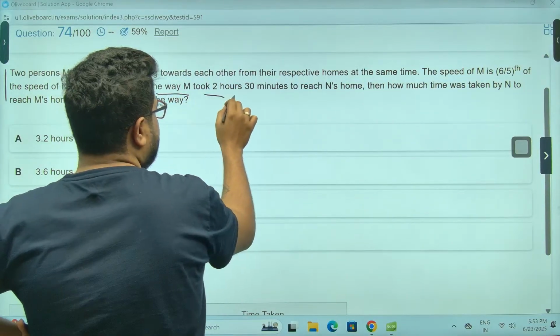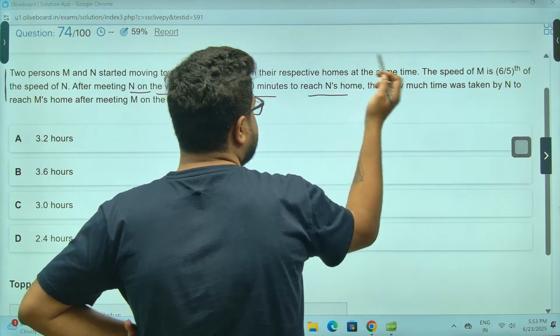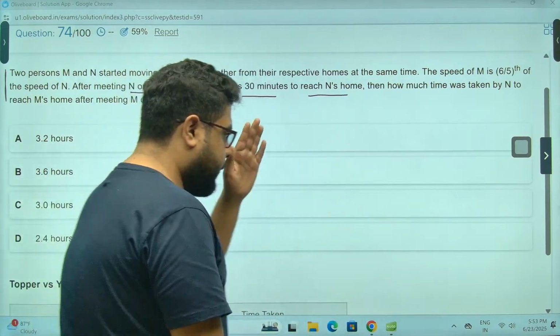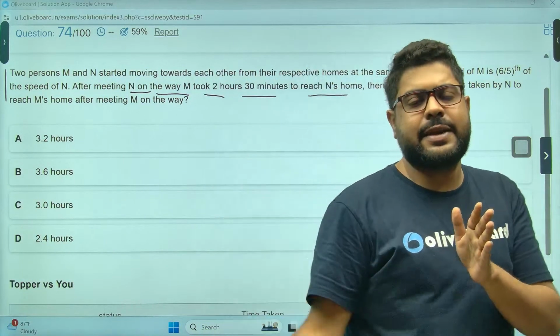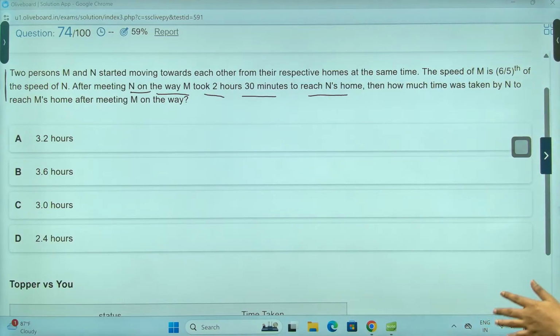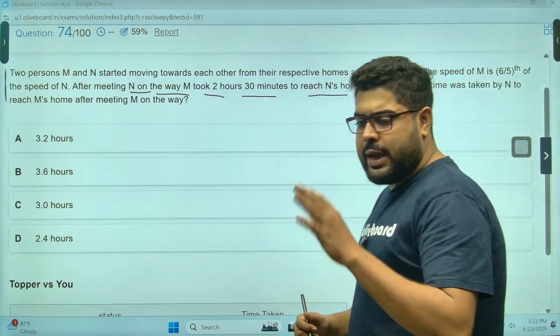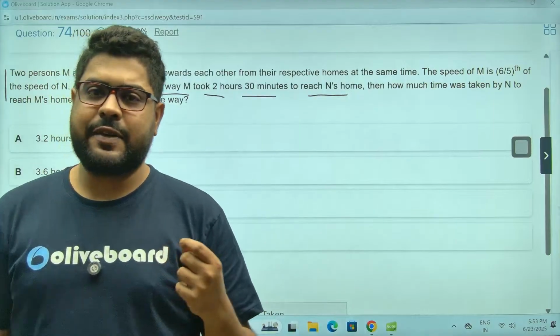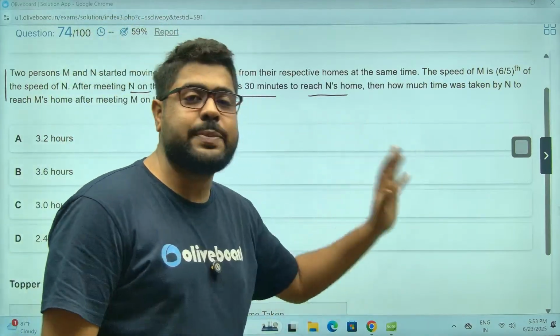N on the way, M took 2 and this much, after reaching N so much. Sir, after meeting, somebody is taking this many hours, somebody is taking that many hours. Okay? So in this situation, there is one very specific formula because the situation comes into GP actually.